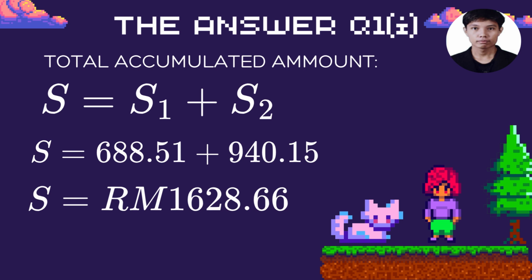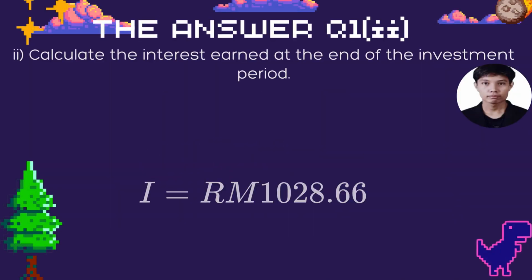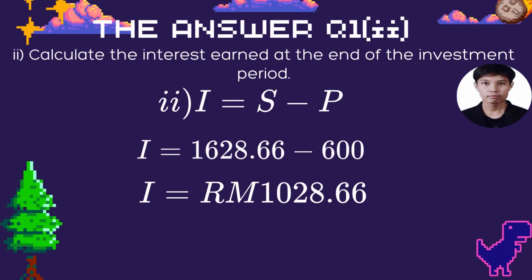And we calculate the total accumulated amount at the end of the investment. In this case, we use the formula S equals S1 plus S2. In this formula, S is the total accumulated amount, S1 is the total accumulated amount for the first 2 years, and S2 is the total accumulated amount for the remaining 3 years 6 months. So next, S equals 688.51 plus 940.15. So the total accumulated amount at the end of the investment is S equals RM 1628.66.